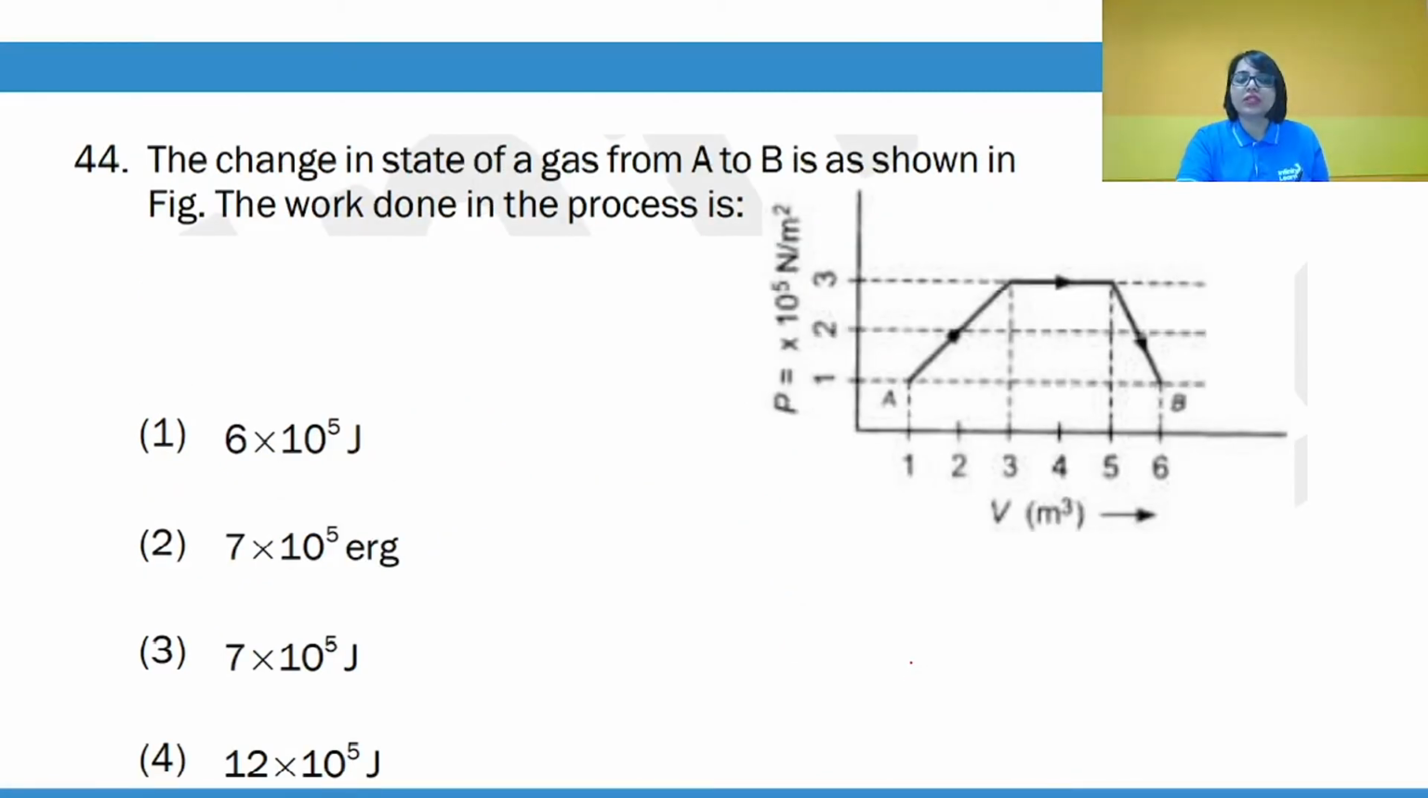Question number 44. The change in state of a gas from A to B is as shown in the figure. The work done in this process is. So work done is equal to the area under this PV diagram. So after calculating the area, you'll get your work done as 12 into 10 power 5 joule, which is option 4.